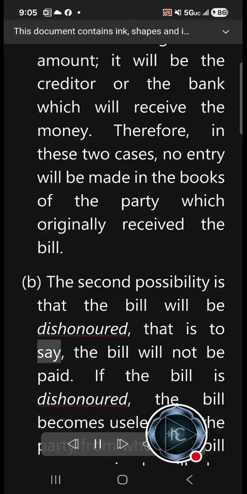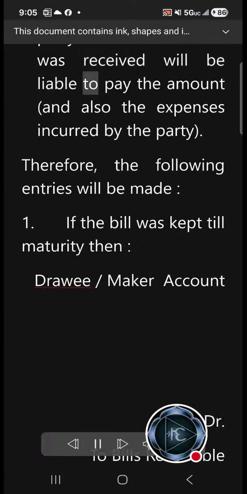That is to say, the bill will not be paid. If the bill is dishonored, the bill becomes useless and the party from whom the bill was received will be liable to pay the amount and also the expenses incurred by the party. Therefore, the following entries will be made. One, if the bill was kept till maturity, then drawee/maker account debit to bills receivable account.